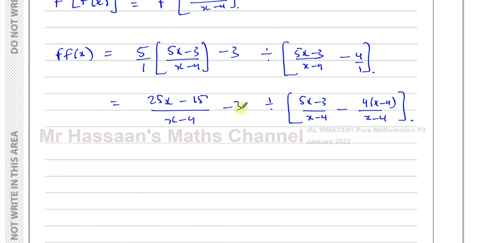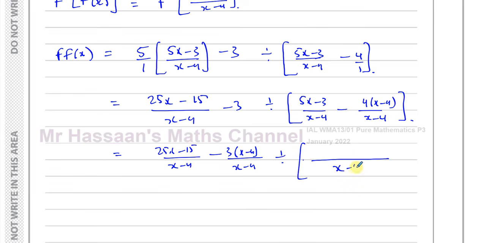Here I'm going to do the same thing. I want to write these two as one fraction. So I have x minus 4 and 25x minus 15 minus 3 times x minus 4 over x minus 4. This is divided by, now I can write this as one fraction over x minus 4. This is going to be 5x minus 3, and this is minus 4x plus 16.